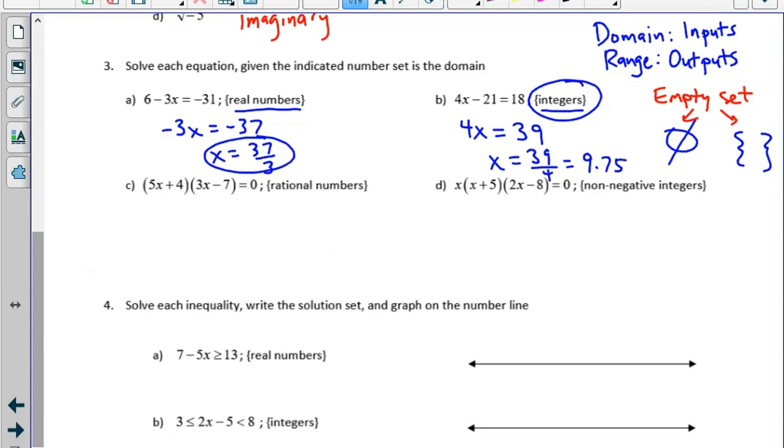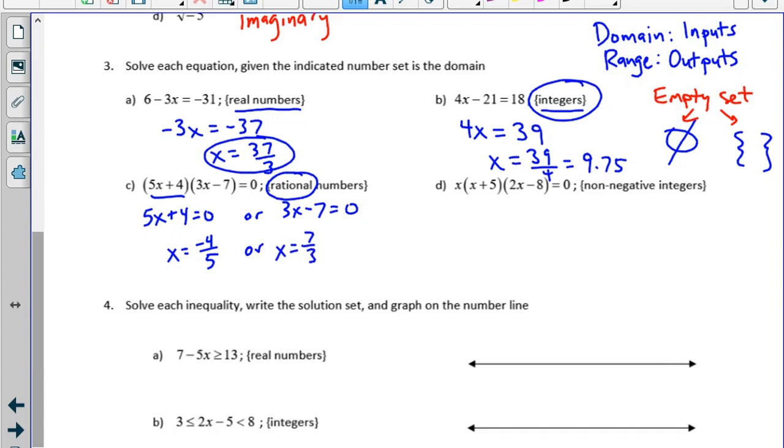So in this particular case, that means that either 5x plus 4 has to equal 0, or 3x minus 7 has to equal 0. One of those two things must be true. When we solve that, we get x equals negative 4 fifths, which is a rational number, so that means we can keep it, or x equals 7/3 when we add 7 and divide by 3. That's also a rational number.